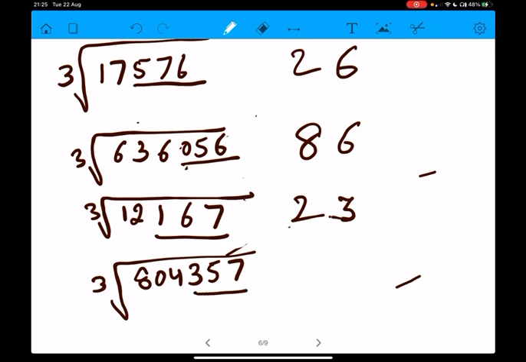804357 again ends with 7, so the cube root has to end with 3. 804 is between 9 cube, which is 729, and 10 cube, which is 1000. So it is between 9 cube and 10 cube. So it is 93.